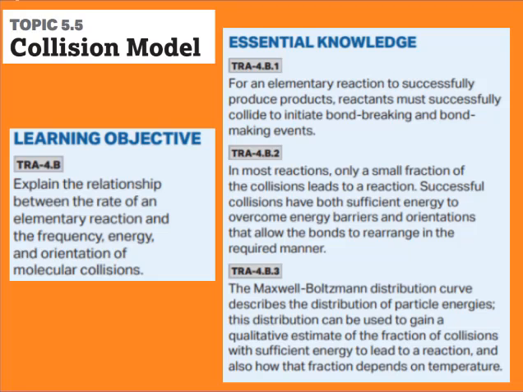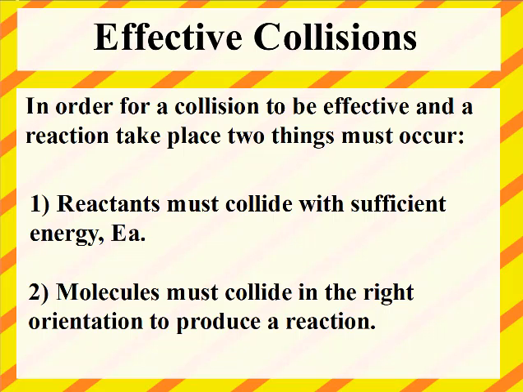Go ahead and pause and read through the collision model. Some important takeaways is effective collisions. If you're having to explain how does rate increase or decrease, or how can you increase the rate, these are the 2 things that you should be referencing. In order for a collision to be effective, you need 2 things. The reactants have to collide with sufficient energy to overcome activation energy. And the molecules have to collide in the right orientation to produce a reaction.